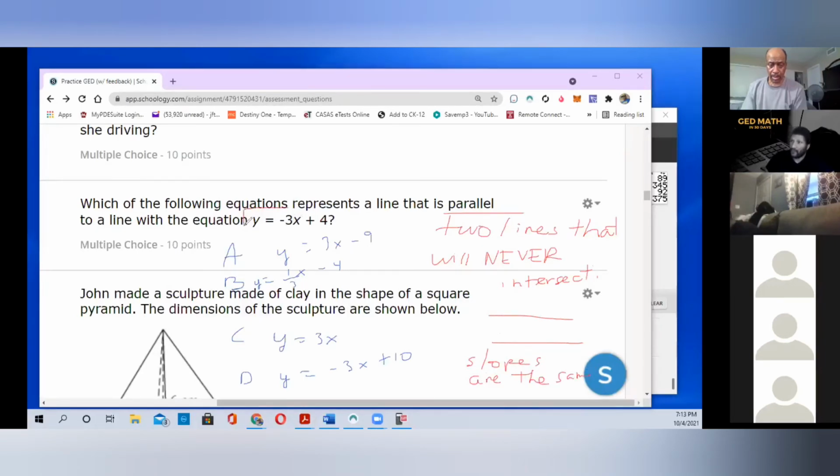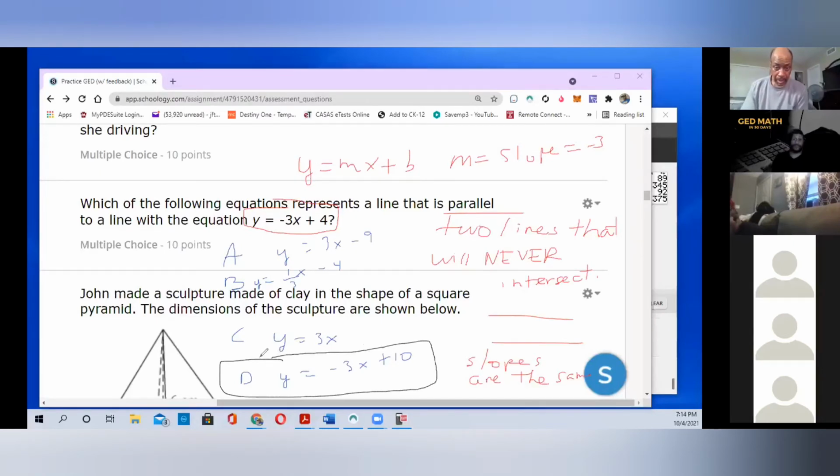Now, how do I find the slope from this equation? Y equal mx plus b. What's the slope of this equation? Negative 3, because whatever's in front of the x is your slope. So your slope is negative 3. Since we're looking for a line that's parallel, we're looking for a line that has the slope of negative 3, which is the only option that has a slope of negative 3. Choice D. See, that easy. Easiest question on the exam.